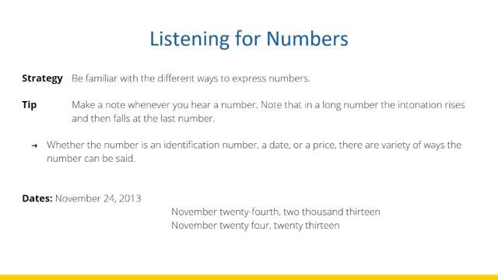Whether the number is an identification number, a date, or a price, there are different ways the number can be said. Look at our following example about dates. As you can see, November 24th, 2013 can be said in two different ways: as November 24th, 2013, or it can be said as November 24, 2013.